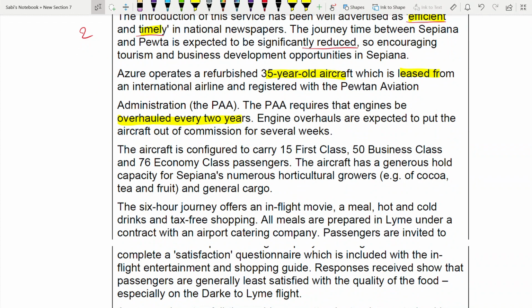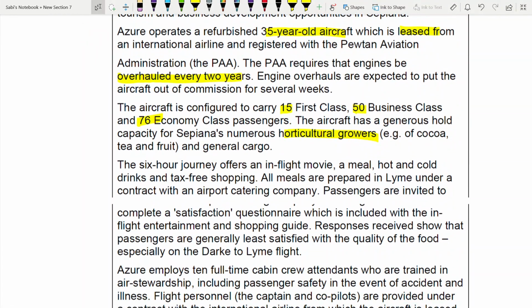Next, the aircraft is configured to carry 15 business class and 50 economy, with most seats economy. The numbers are not so important, but what you need to know is that the aircraft has a generous hold capacity for the numerous horticultural growers like cocoa, tea, fruit and so on, for which we have general cargo. So here you can talk about the different classes, the seats, basically the revenue they can earn from different seats.